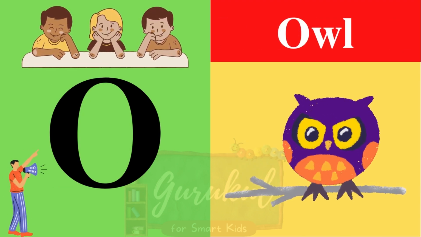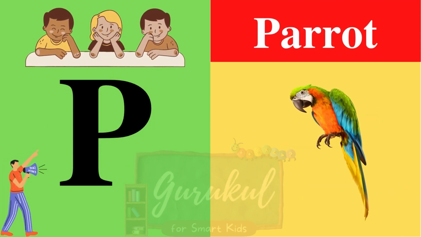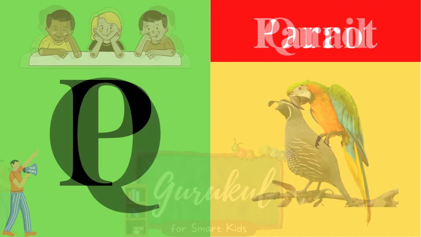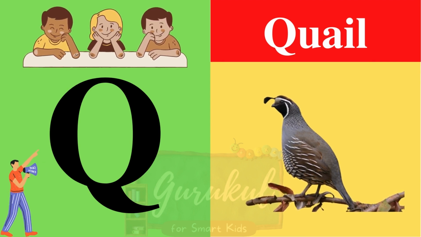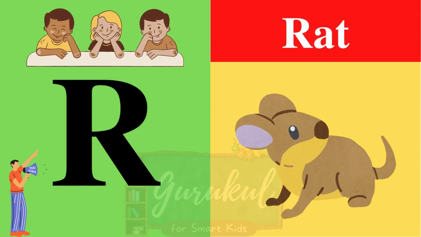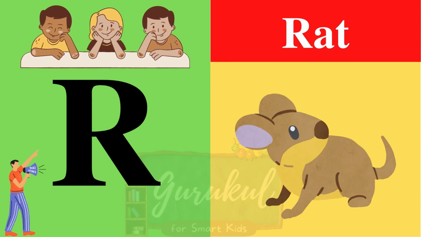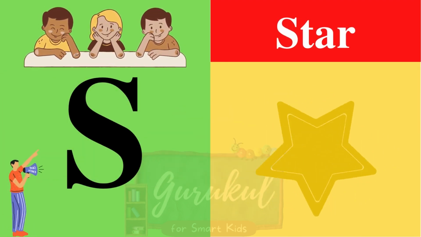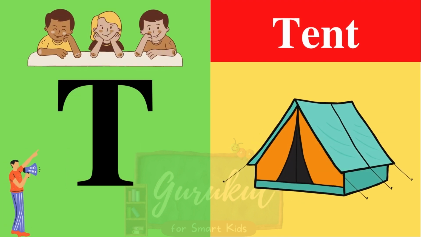P for parrot. Q for quail. R for rat. S for star. T for tent.